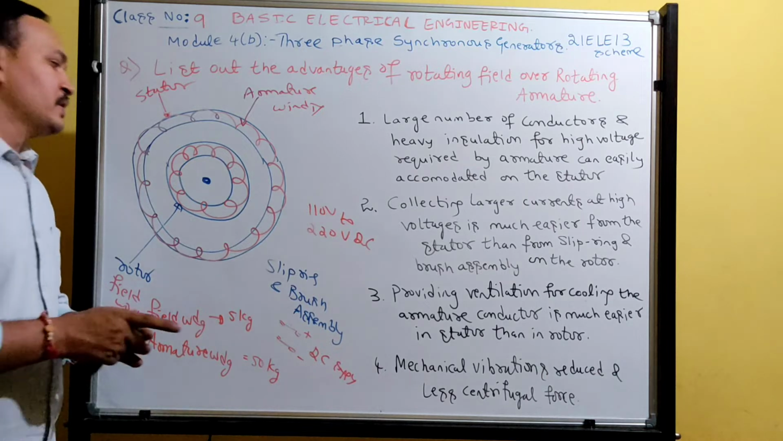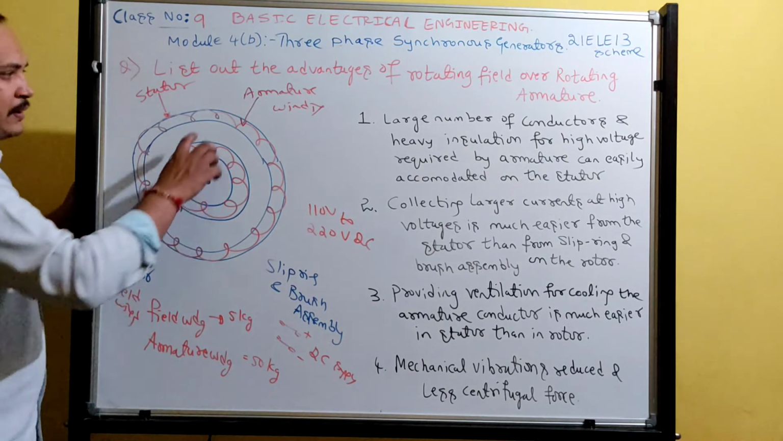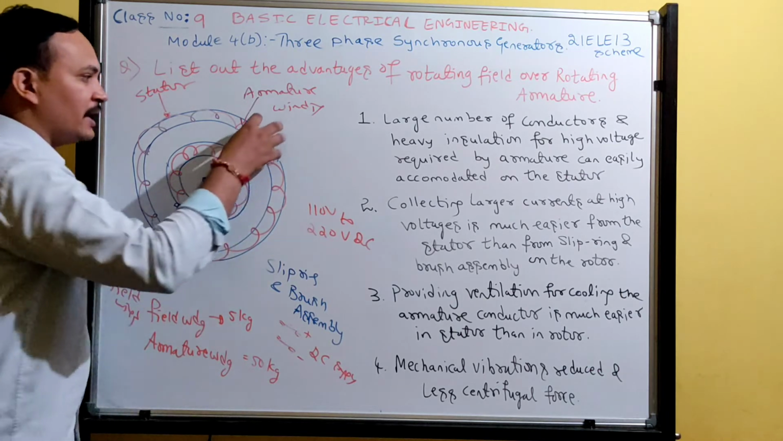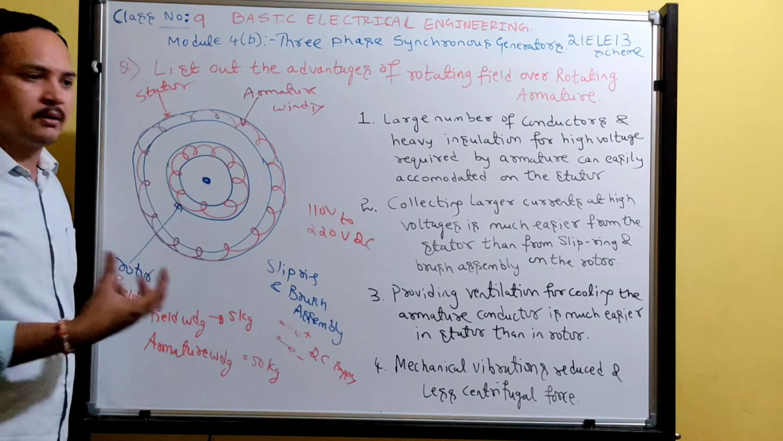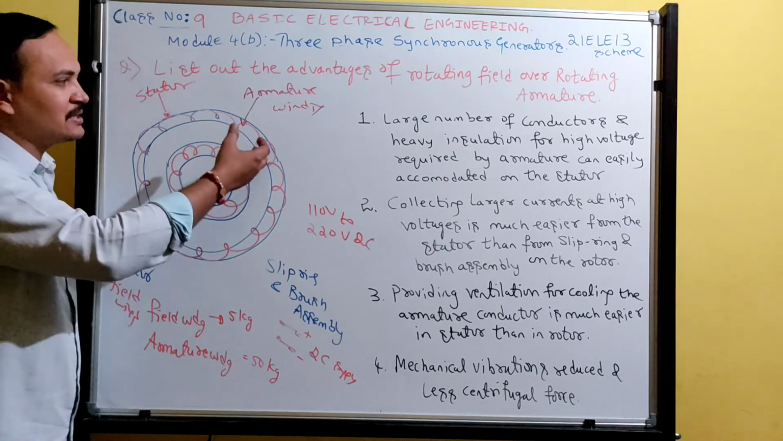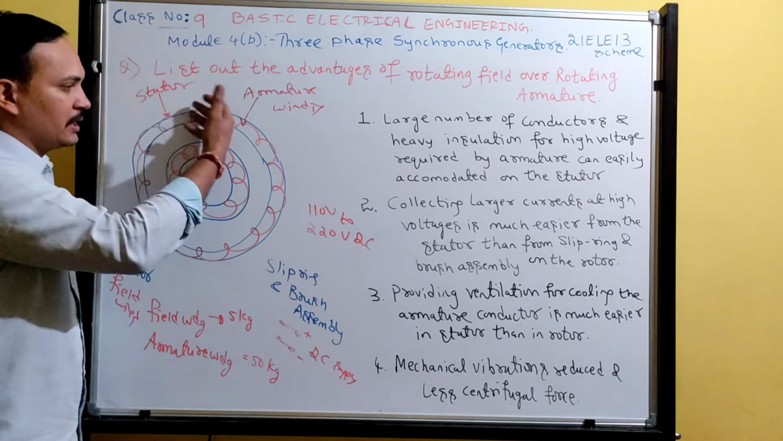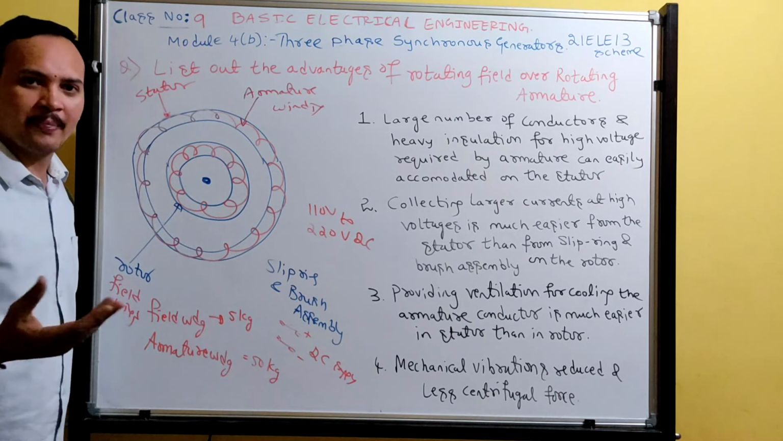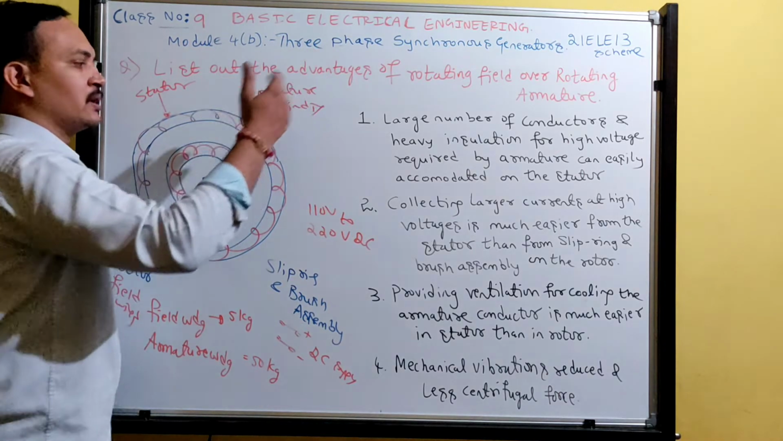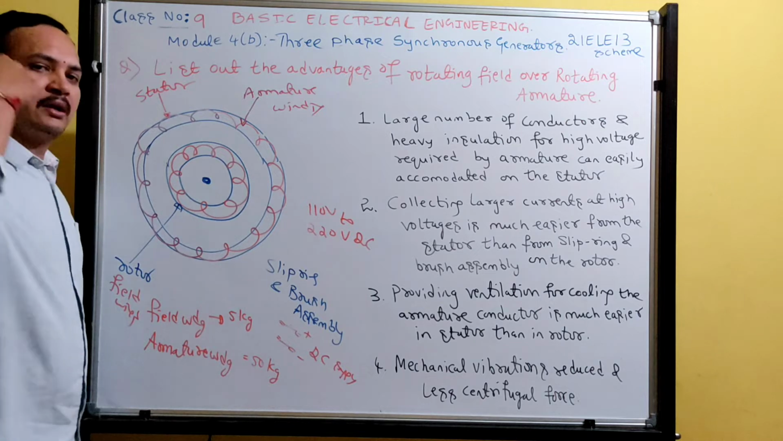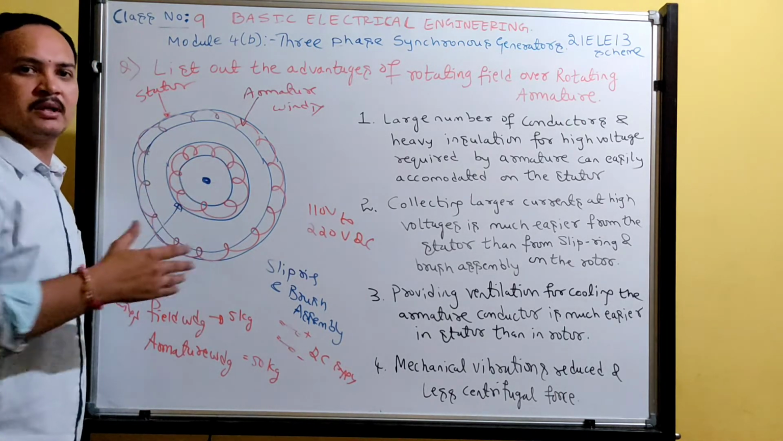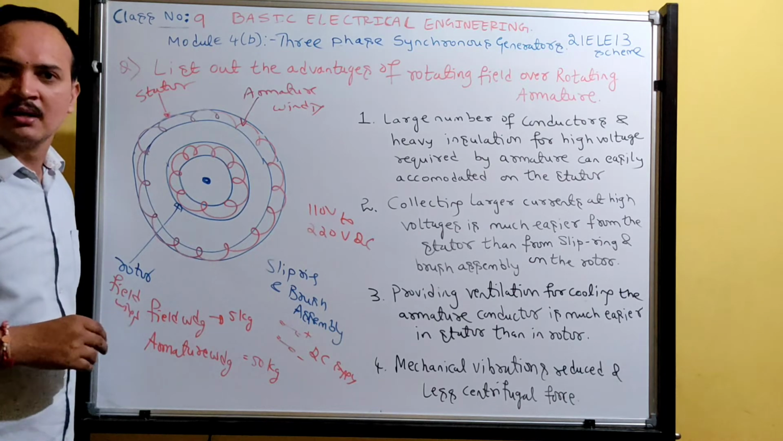Got it? So now, whatever voltage is induced, this will be the higher voltage. That higher voltage I can easily collect now because it is not rotating. I can easily collect the higher voltage. I can give this voltage to the external source, external load. Okay, I can transmit this generated voltage from generation to customers. I can transmit with the help of the transmission and distribution networks.